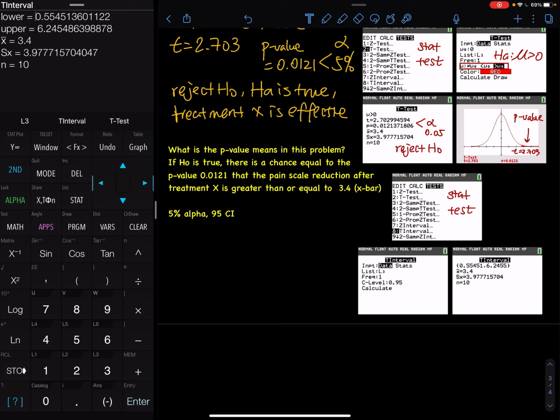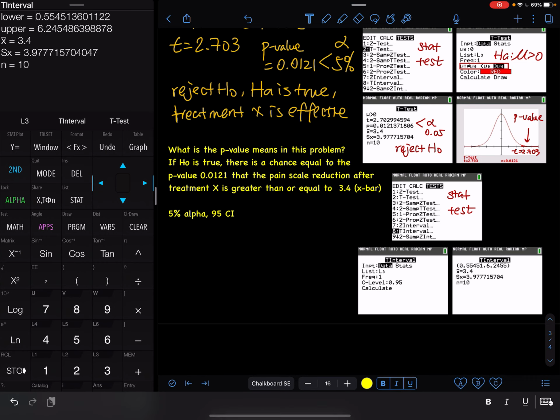So what do I have? I have 0.55451 comma 6.2455. So this is my 95% confidence interval. There are two things you can say. The first one is explain what that means.